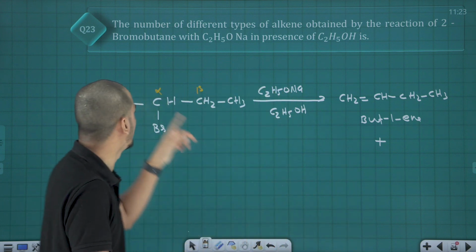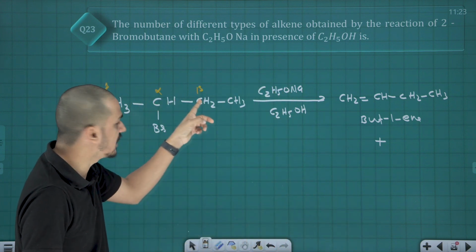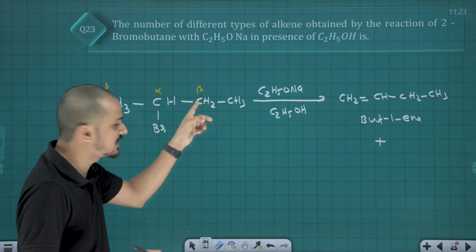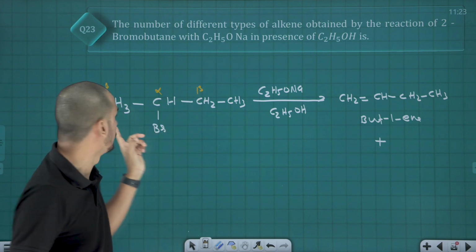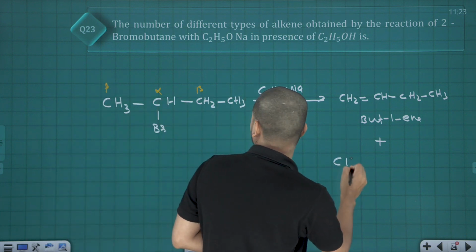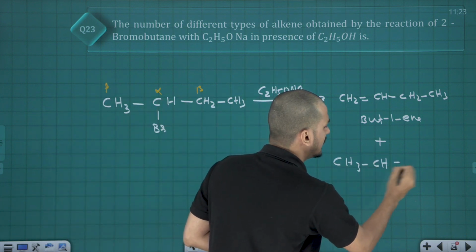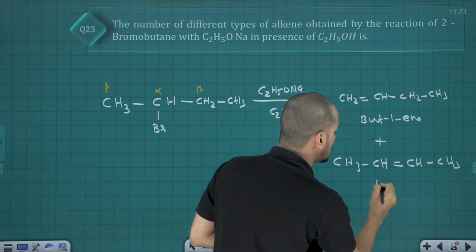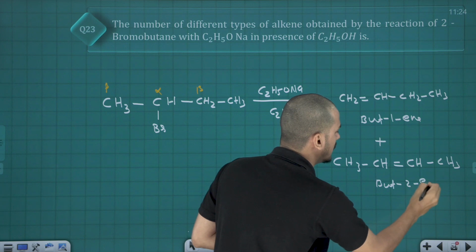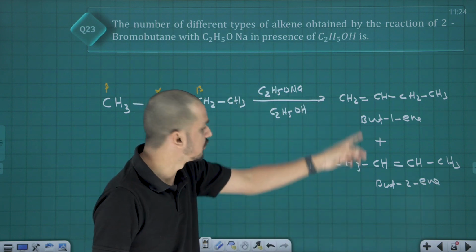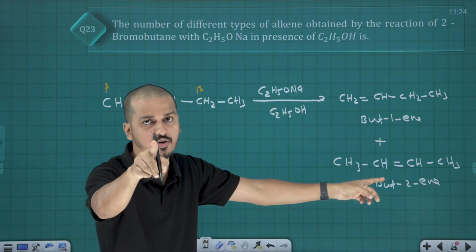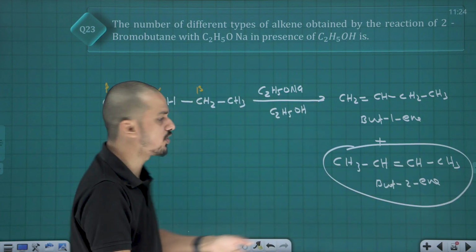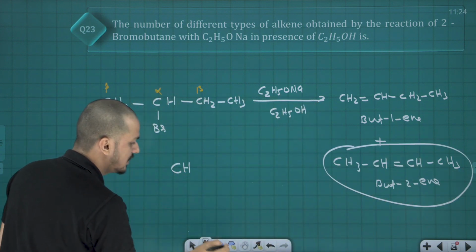One more product is possible: from here alpha halogen, from beta hydrogen, and between alpha and beta a double bond forms. So what you will get is CH3CH=CHCH3. This is but-2-ene. So you are getting 2 products out of that. But-2-ene is the major product according to Saytzeff's rule. But this but-2-ene may be either cis or trans.